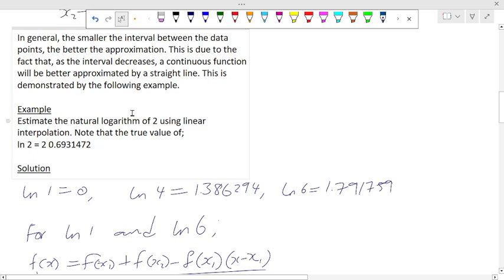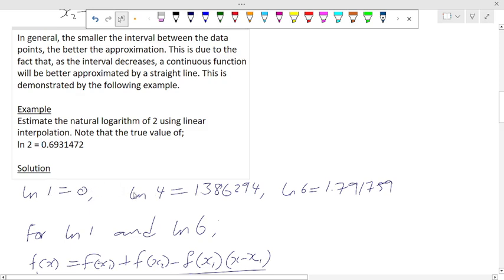Estimate the natural logarithm of 2 using linear interpolation. Note that the true value of ln 2 equals this. So let's do that. ln 1 is 0, ln 4 is this, ln 6 is this. Since we are looking for ln 2, the closest place here is from where? ln 1 to ln 4. This is closer now.